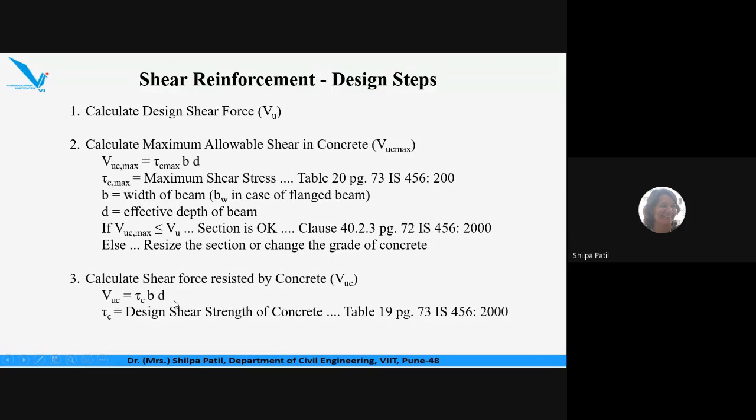Then the third step is we have to calculate the shear force resisted by concrete. Again, according to the shear transfer mechanism we have discussed, we are calculating here the component of the shear which is resisted by the concrete. That is calculated using the same formula again, but instead of using maximum values, we have to consider the design values here. That is, VUC is equal to tau c into b d, where tau c is the design shear strength of the concrete. And these values are given in table 19, page number 73 of IS 456.